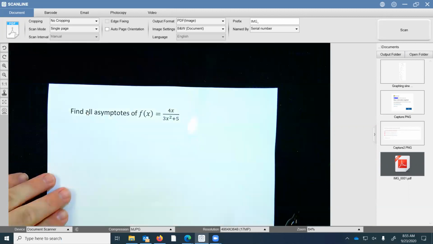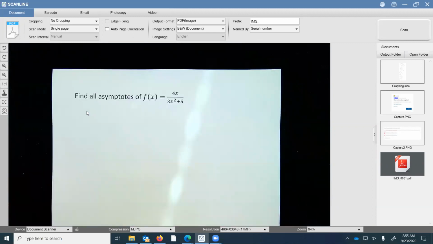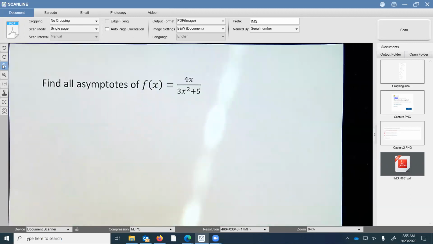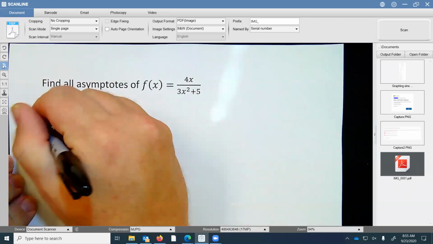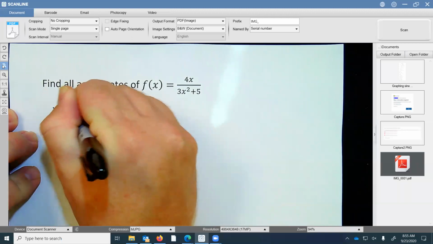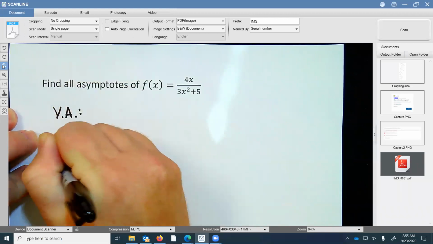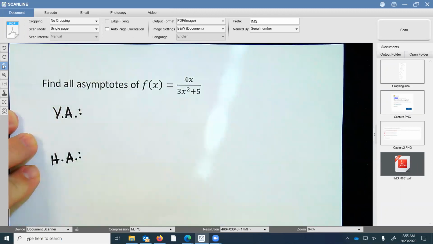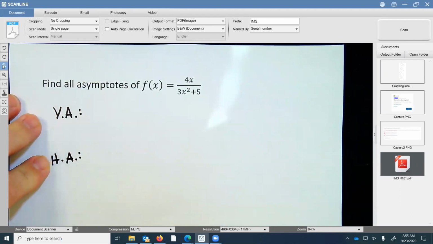Let's look at some examples. Find all asymptotes of f of x equals 3x squared plus 5. So I'm going to be looking for vertical asymptotes and for horizontal asymptotes. Let's start with horizontal, just because we just talked about it.